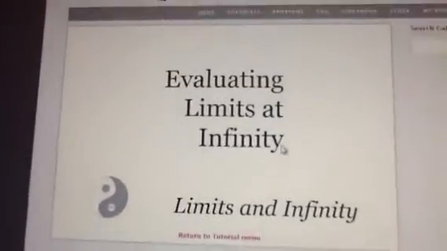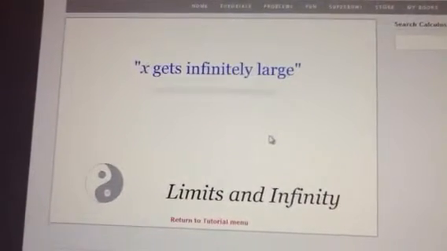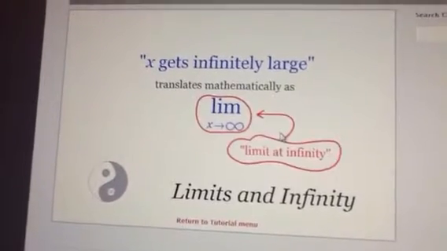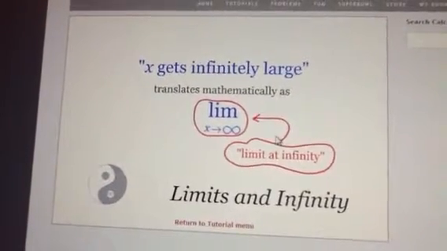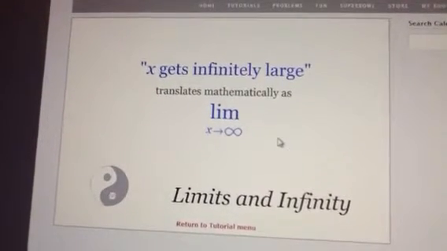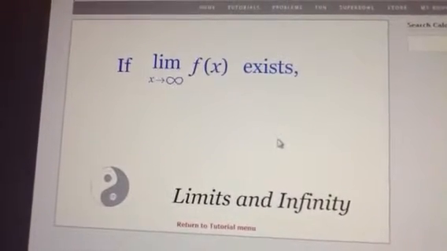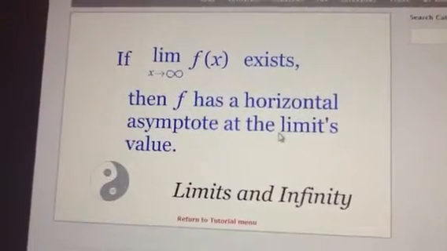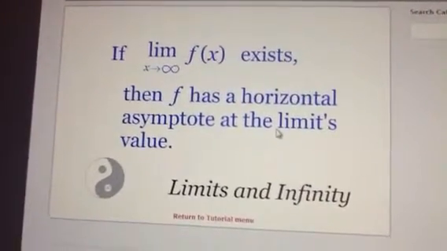When I was explaining the last example, I said that x was getting infinitely large, and we translated that mathematically as the limit as x approaches infinity. Now, this type of limit is called a limit at infinity. If this limit exists for a function, then that function possesses a horizontal asymptote at the height given by the limit. Now, that's a lot of gobbledygook, but it's very simple in practice.